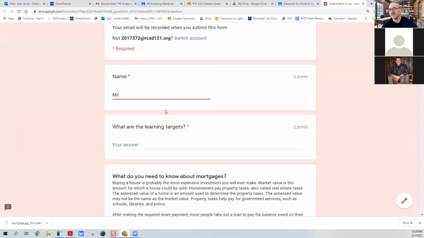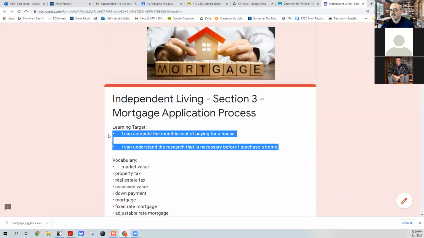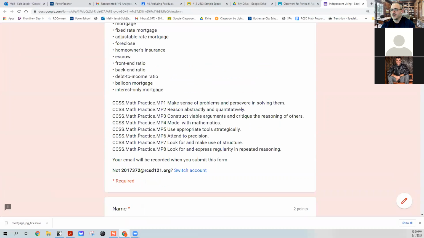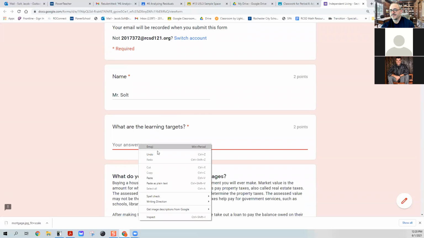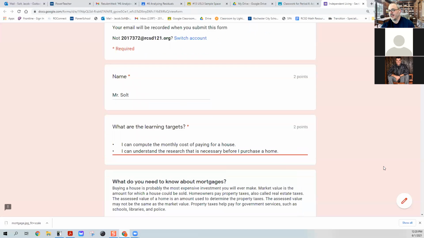Put your name where it says your name and put those learning targets in there. As always, you can come up here and you can just copy them. Right click copy, right click paste. And that way I know you've looked at these learning targets.